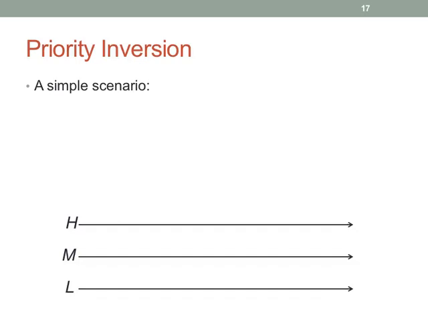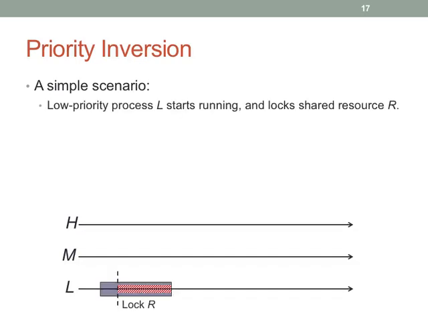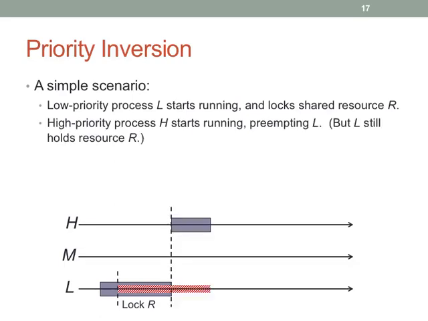Okay? Simple scenario. You have 3 threads: high priority, medium priority, and low priority. So you have a low priority process. It starts running, and it locks a resource. Resource R. So far, so good. We're all good here. Then the high priority process starts running. No biggie. It preempts the low priority process.